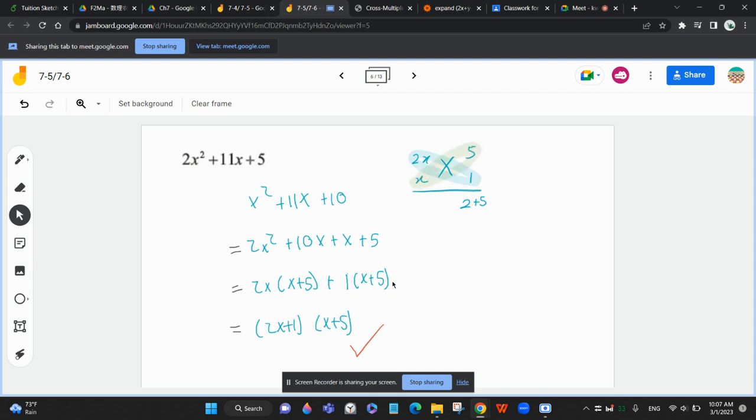Okay, so the other way is 1 over here and 5 over here, and then we end up with 11, because 2 times 5 we get 10, and then 1 times 1 we get 1. So that's why we have this 2x plus 1, and then x plus 5. Okay, we may proceed.